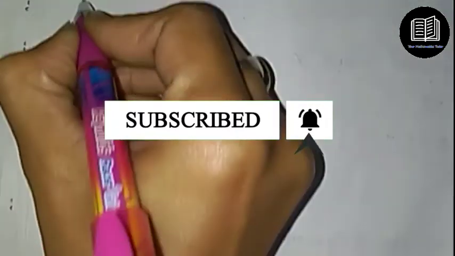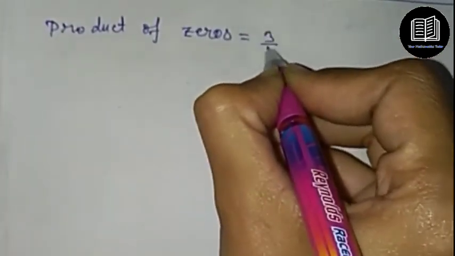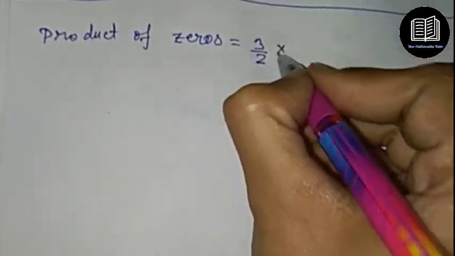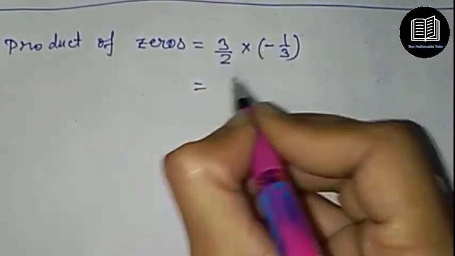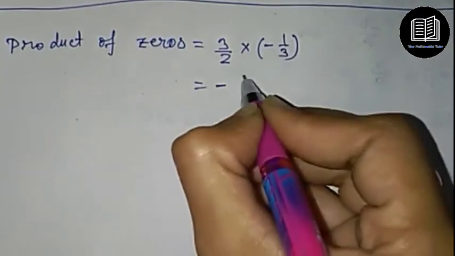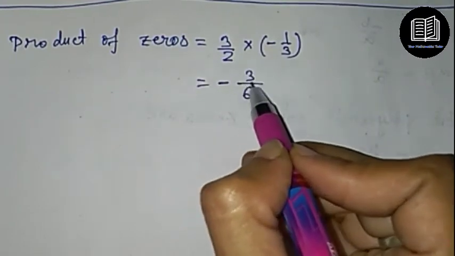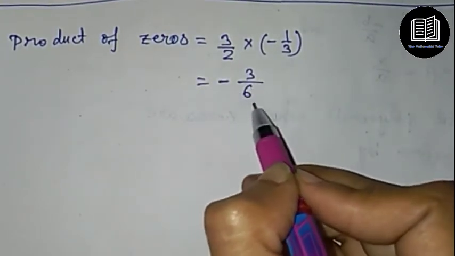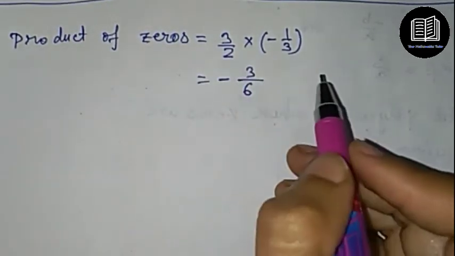Another, product of zeros. Product of zeros is 3 by 2 multiply minus 1 by 3. These are the zeros. So multiply plus minus minus, 3 multiply 1, that is 3, and 2 multiply 3, that is 6. See, minus 3 is the constant term in the polynomial and 6 is the coefficient of x square in the polynomial. So another result is also verified. Clear?